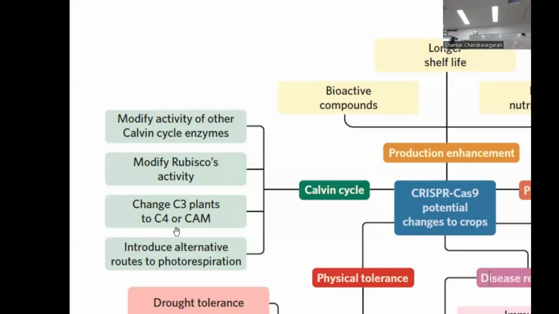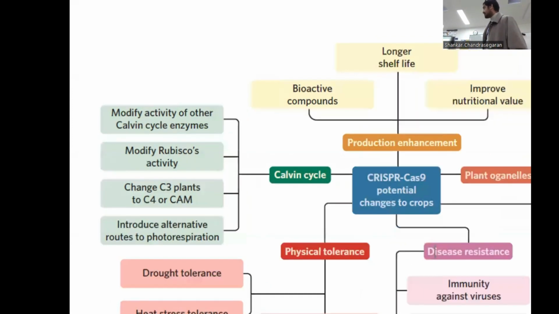Another thing we could do is introduce alternative routes to photorespiration. So instead of the plant immediately going into photorespiration, maybe we can introduce another pathway that is not as wasteful as photorespiration. Each of these are potential ideas, potential things being researched to be done to plants with CRISPR-Cas9 as a way to make them more efficient and better capable of surviving during climate change.